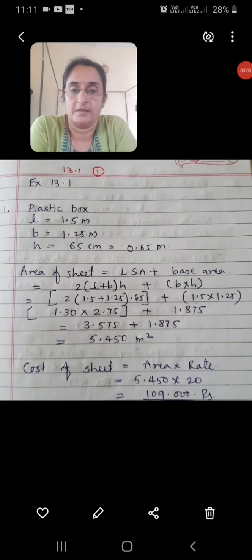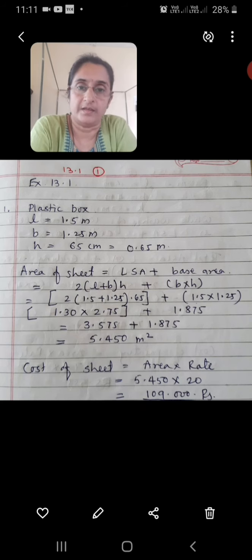Hello children, today we are going to start the new lesson, surface area and volume. Children, we have learned how to find out areas of different plane figures. Here we are going to learn the surface area. For plane figures we find out area, and for solid figures or three-dimensional figures we find out surface area.